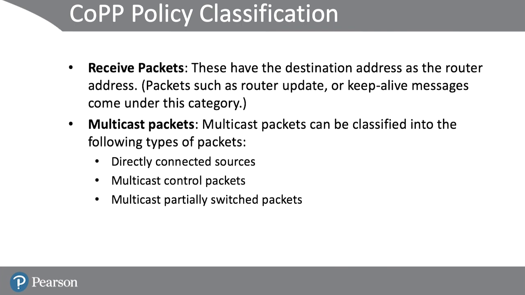First is the receive packets. These are the packets that are destined to the address on the device itself. That is, the destination is residing on the Nexus switch. Multicast packets. These packets can be classified as directly connected sources, multicast control packets, or multicast partially switched packets. The partially switched packets are those in which the switching or forwarding of the multicast stream is not completely based on the hardware, but it's getting replicated and punted to the CPU and getting software switched.